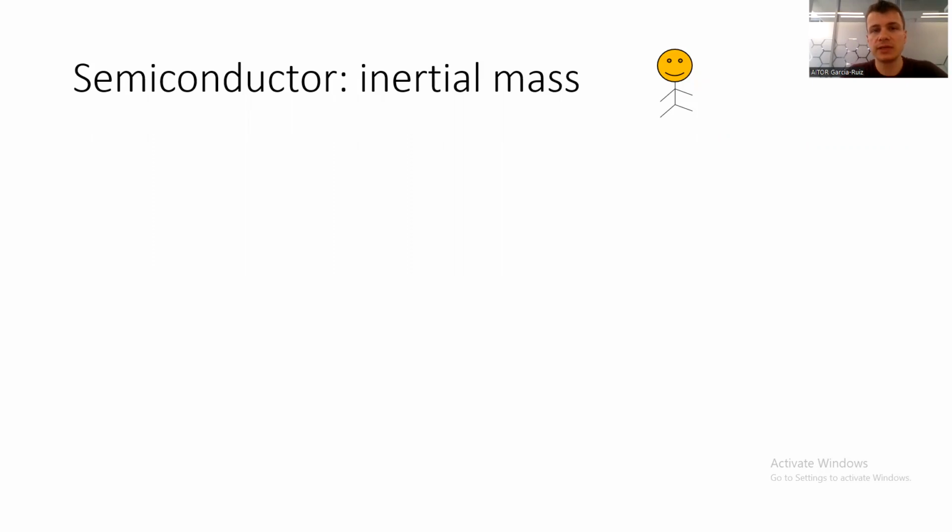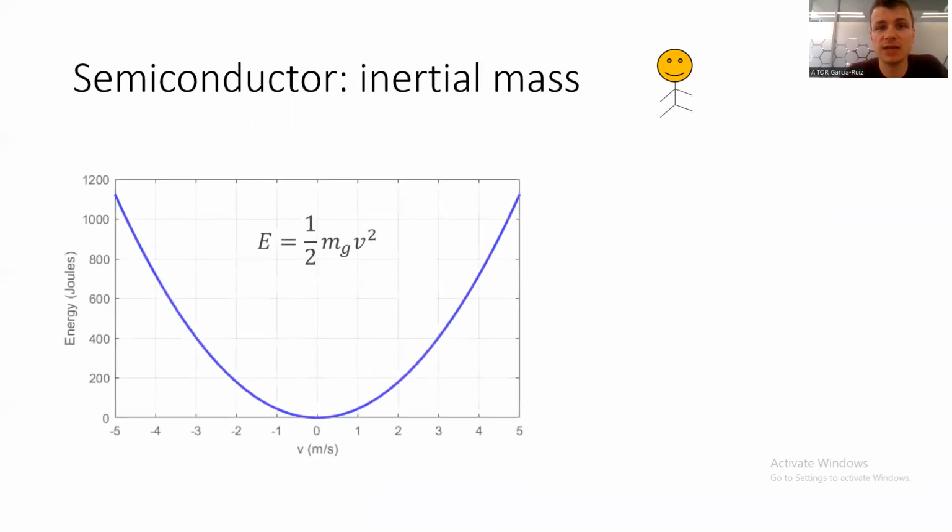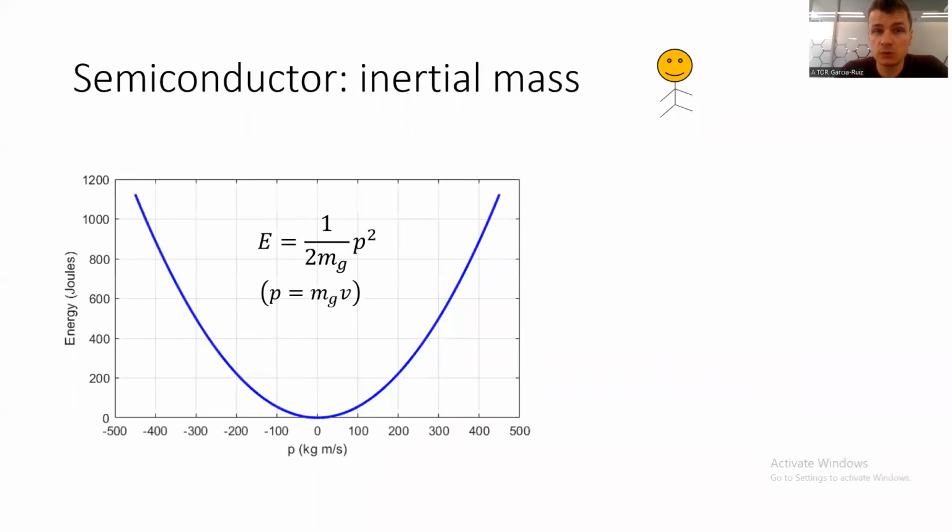He notices that when he runs, his kinetic energy increases, and this increase is parabolic and independent on the direction. This can be expressed as a function of momentum in the following way. Now, one day he wants to measure the value for his inertial mass, and to do so, he applies a known force to himself and studies his own acceleration.